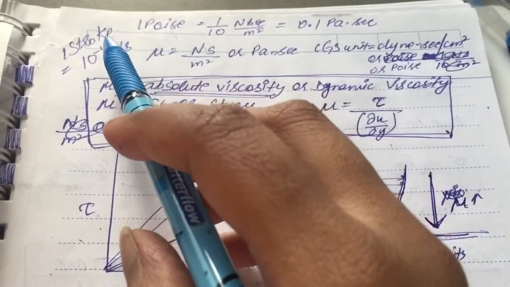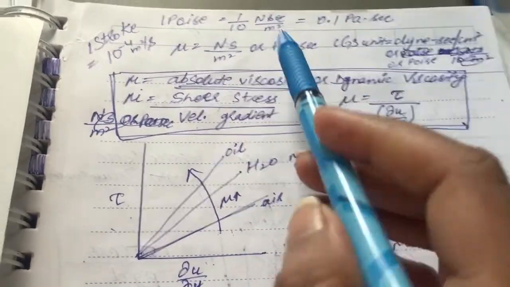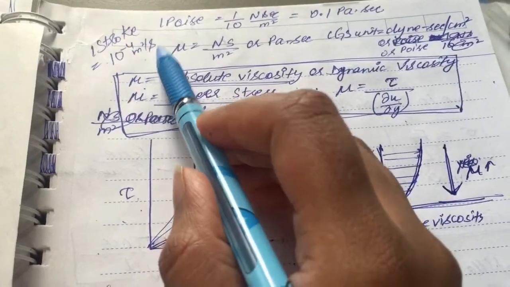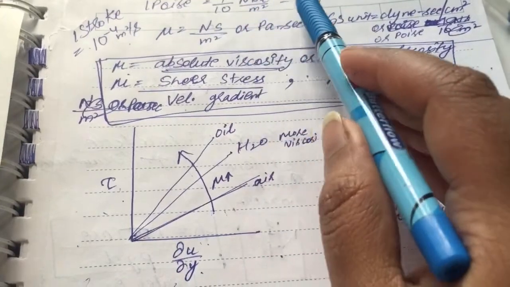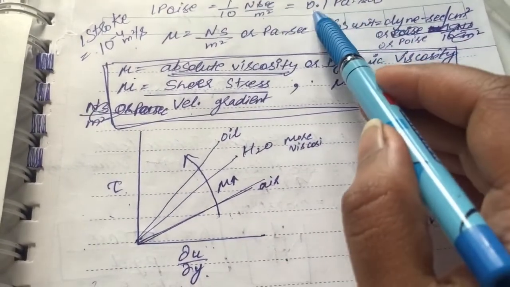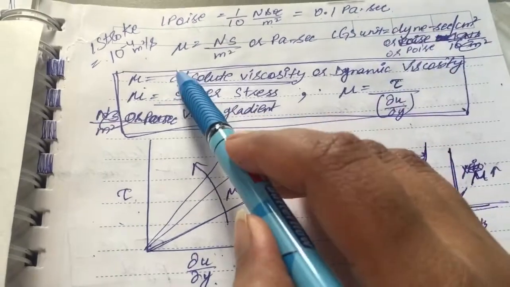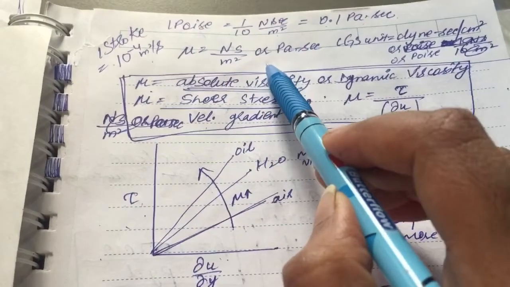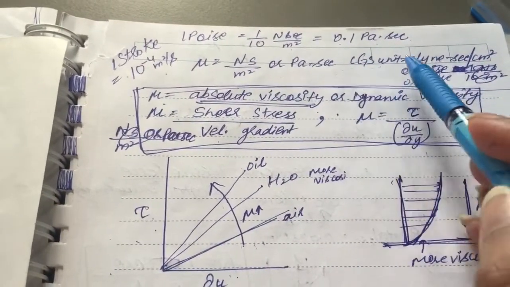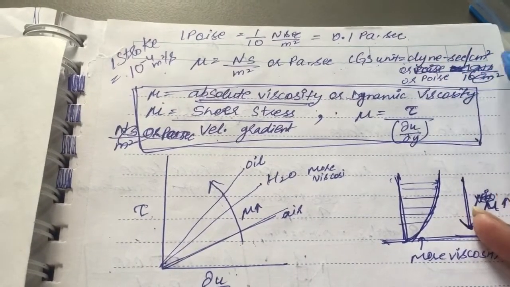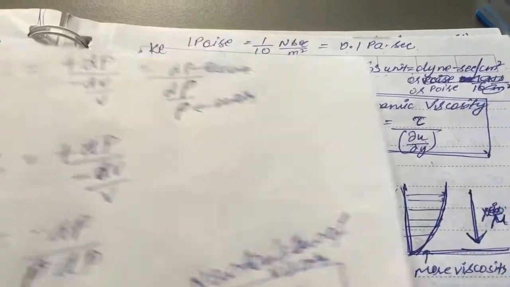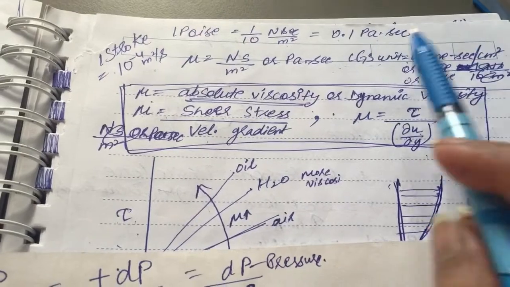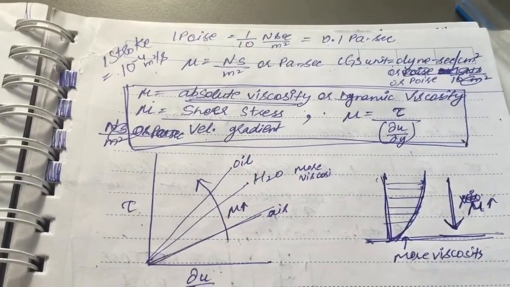Next we have few conversions. This is basically your unit conversion. One stroke is equal to 10 to the power minus 4 meter square per second. One poise is equal to 1 by 10 Newton second per meter square, which is equal to 0.1 Pascal second. Mu, absolute viscosity unit, is Newton second per meter square or Pascal second, and its CGS unit is dyne second per centimeter square or poise.